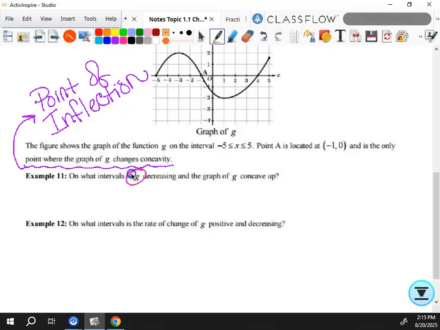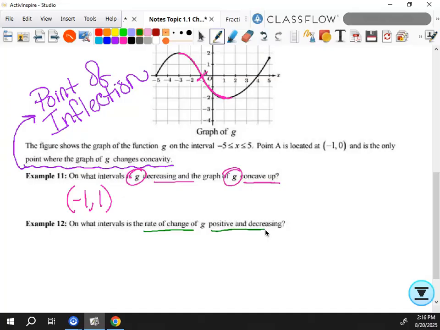On what intervals is G decreasing and G concave up? Do I need my fun chart for that? No. So G is decreasing from here to here-ish, and concave up, remember the concavity changes here, so decreasing and concave up is right here, going from -1 to 1. Okay, we good on that? Ask me a question. You look confused. You got it? Okay.